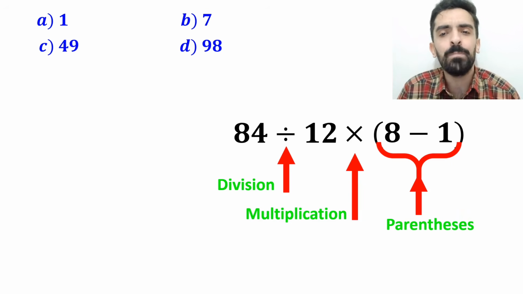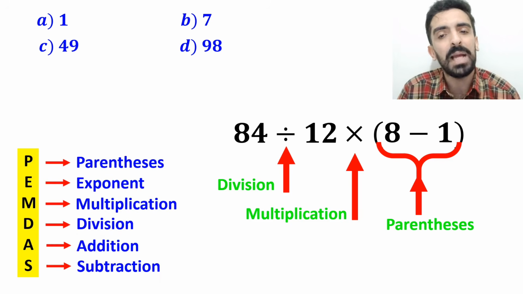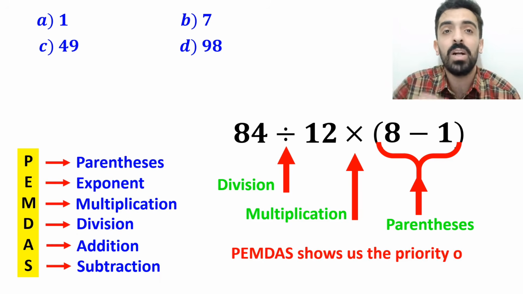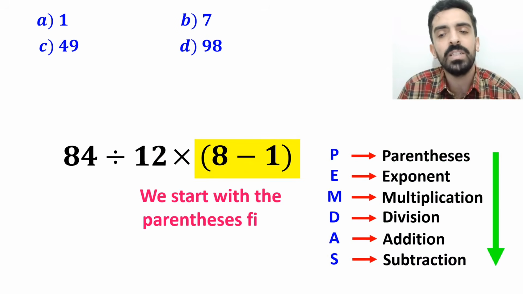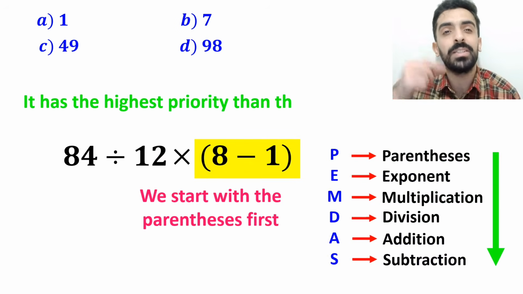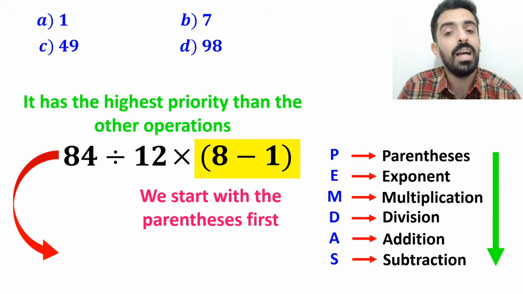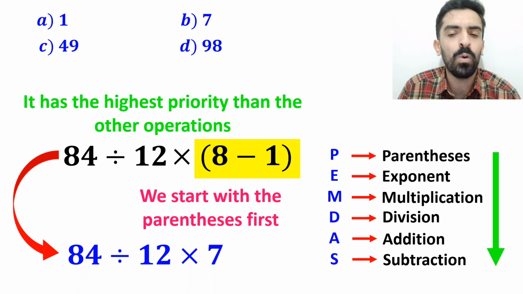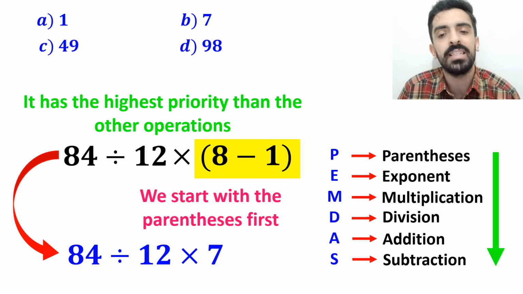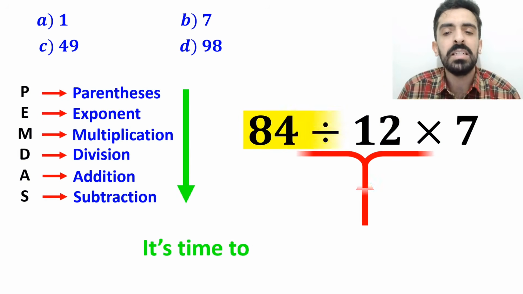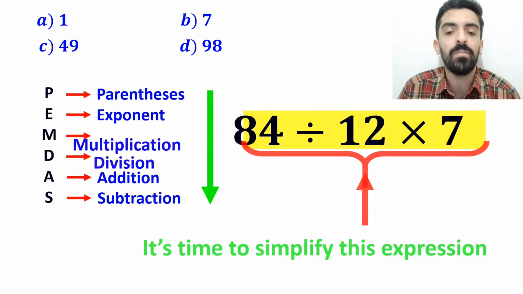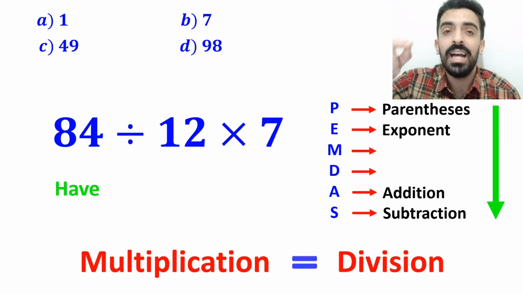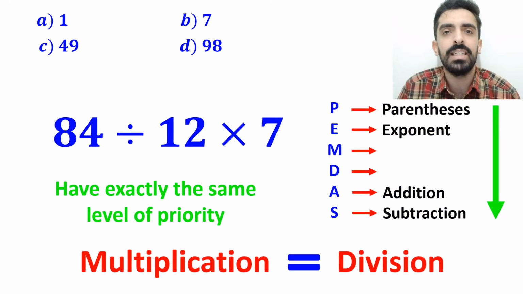sign, and finally parentheses. To solve this question, we must follow a rule that is called PEMDAS. PEMDAS shows us the priority of the order of operations. So, we start with the parentheses first, because it has the highest priority among the other operations. Okay, this expression is simplified to 84 divided by 12 multiplied by 7. Now, it's time to simplify this expression. It's very important to note that in the PEMDAS rule, multiplication and division have exactly the same level of priority.